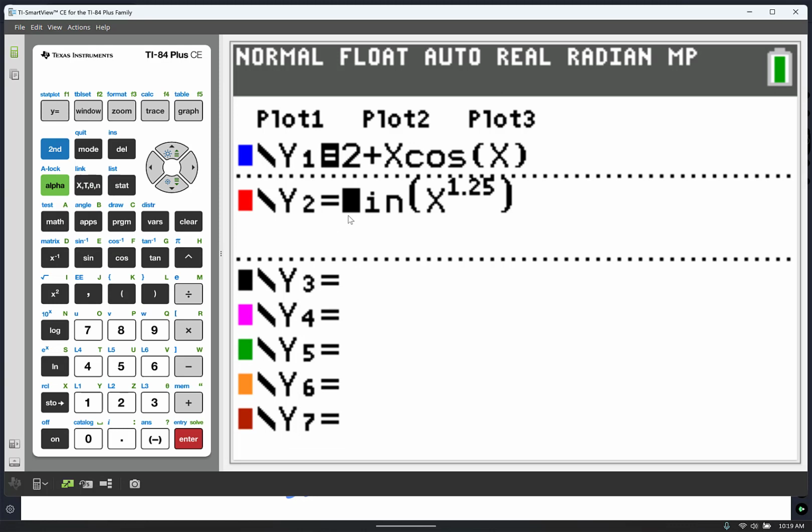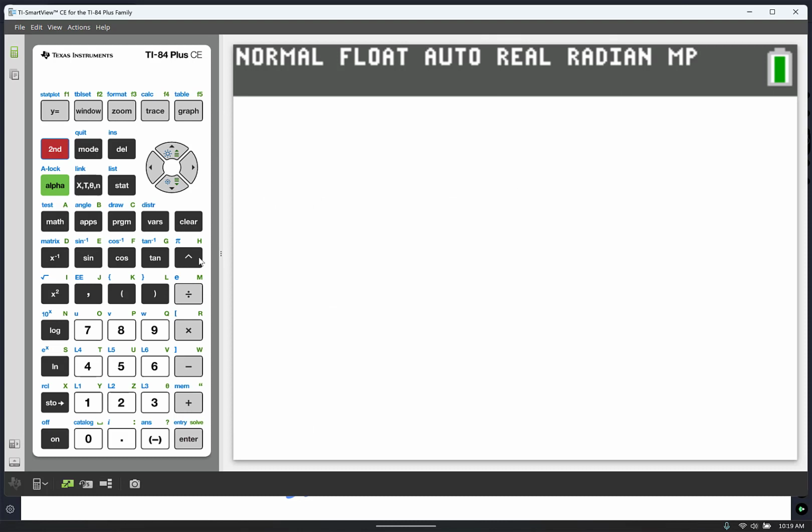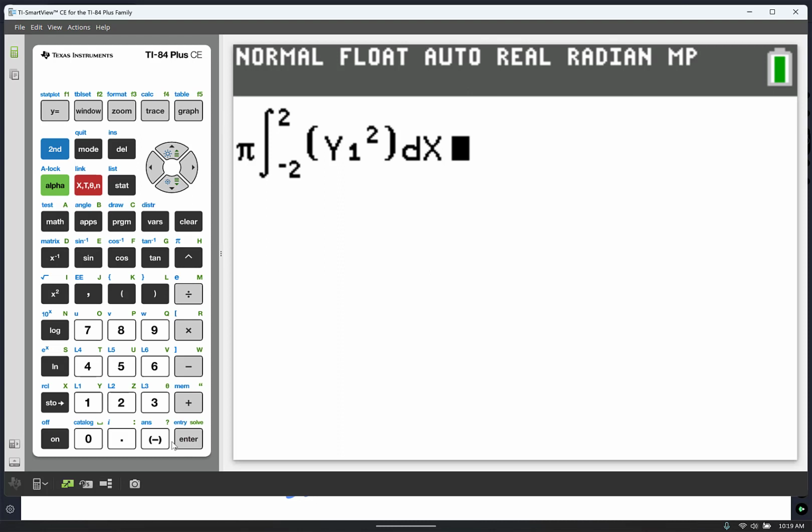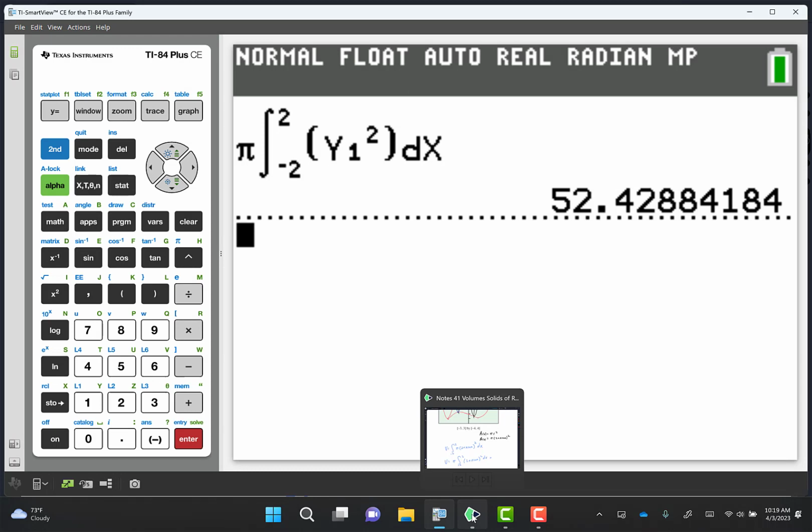So then I just do this. I go to my home screen. I put pi in the front. Math 9, negative 2 to 2. Now I'm just going to type in alpha trace y1, put a square on it, and then dx. Oh, which reminds me, I got to talk to you guys about that. 52.428 or 429. That's what I got. Is that what you guys got?